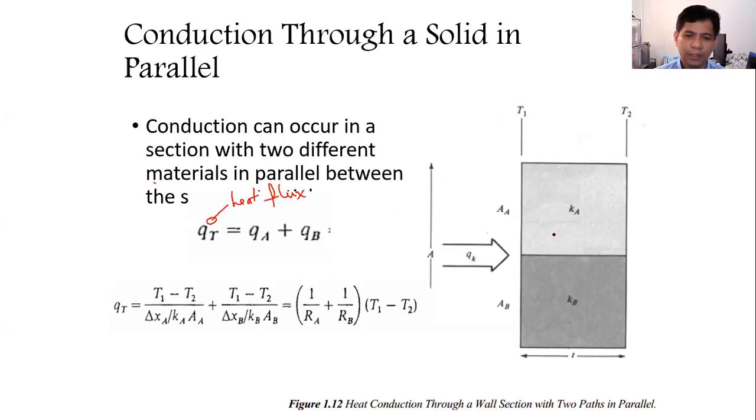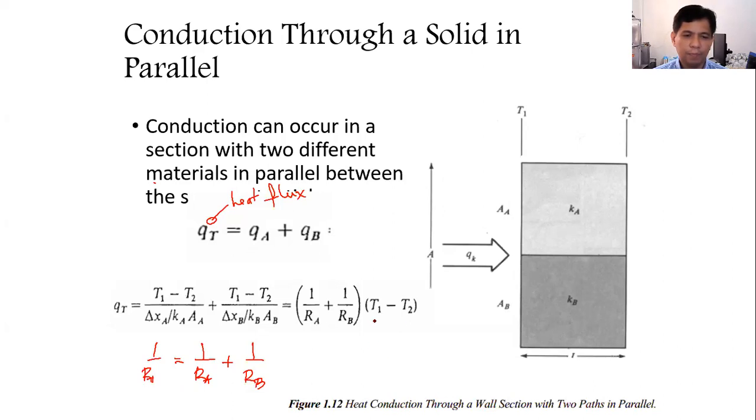Because we have two materials, it is divided in two: QA and QB. So this is the equation I tried to justify using the analogy with the electricity equation V equals IR. That's why we have here 1 over RA plus 1 over RB. This is like resistance in parallel, right? You just take the reciprocal. So in other words, 1 over RT, the total resistance, is equal to 1 over RA plus 1 over RB.